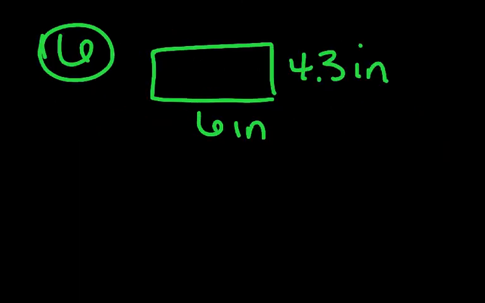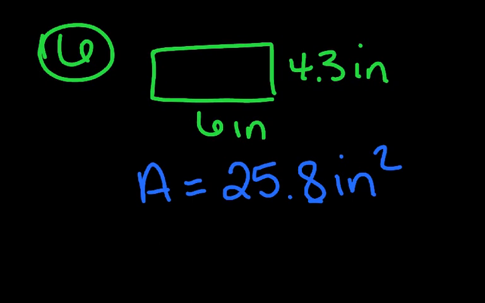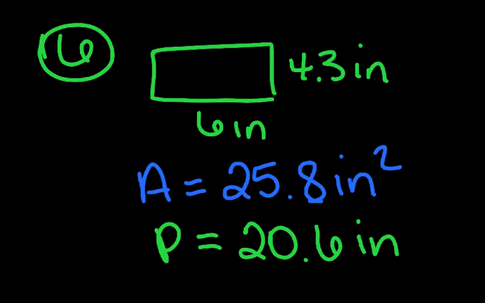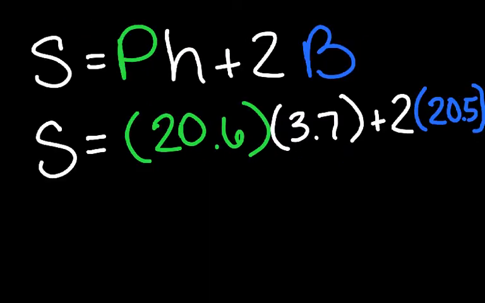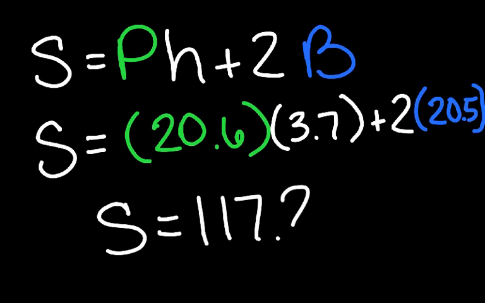Number 6, draw your base, find your area and your perimeter. 6 times 4.3 should give you 25.8. 6 plus 6 plus 4.3 plus 4.3 should give you 20.6 inches. Input that in your calculator just as it looks, and it should give you 117.22 inches squared.